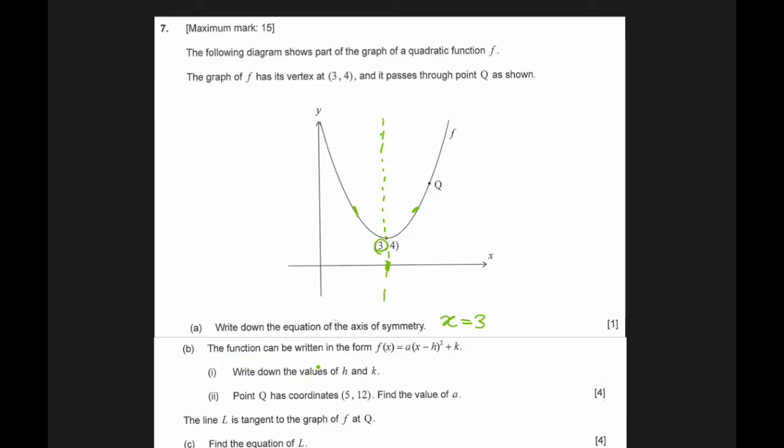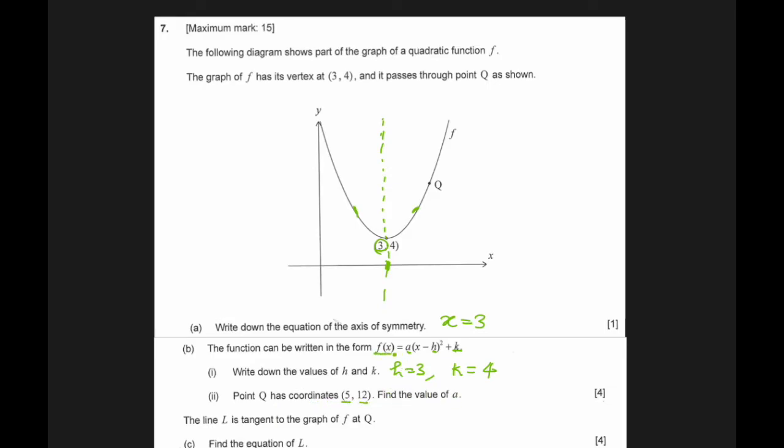The function can be written in this format, the vertex form. Write down the values of h and k. h is the x coordinate of the vertex and k is the y coordinate. So h is 3 and k is 4. Point Q has coordinates (5, 12). Find the value of a.